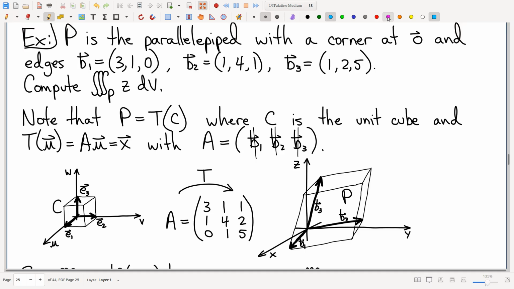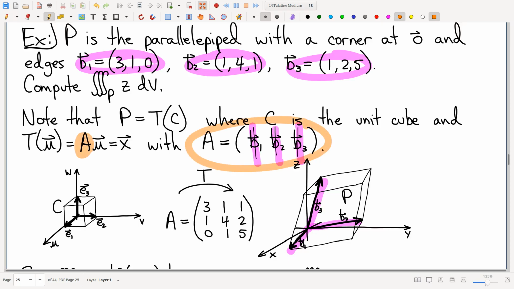Here is the trick. Whatever these edge vectors are, the edge vectors that define your parallelepiped, make those the columns of a matrix. Let that matrix define a linear transformation. Let that linear transformation be your change of variables function. That's the trick.